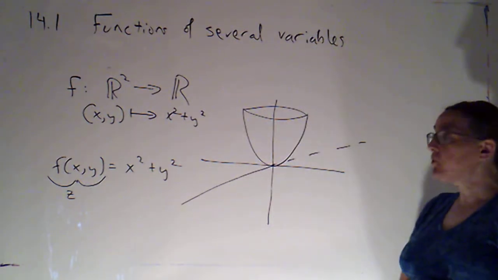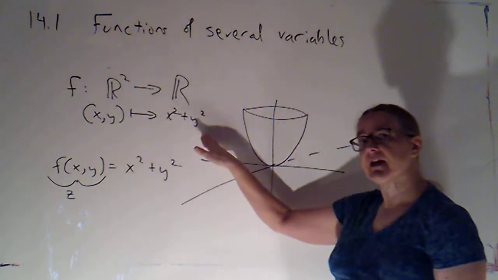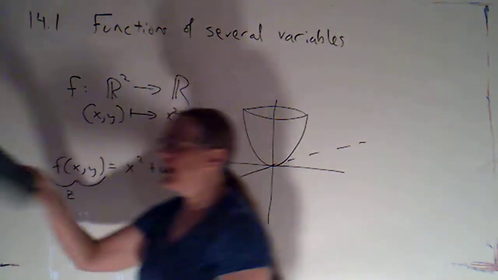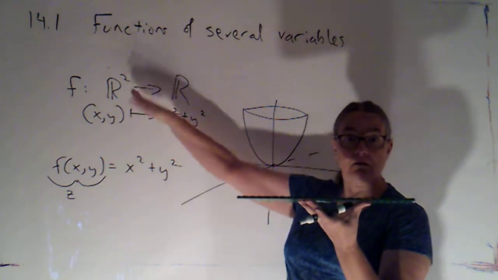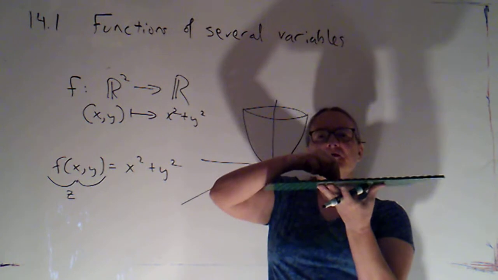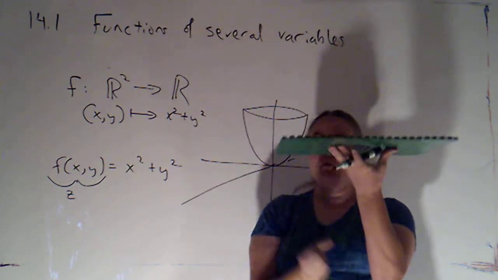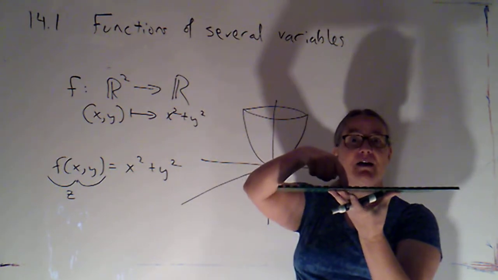Because remember, the rule for a function is that each input has to have a unique output associated with it. So for every point on the xy plane, if that's my domain, or for every point that's in the domain, if it's some subset of that, there's going to be a unique z value. So 1 point above or 1 point below, or if the z value is 0, 1 point on the xy plane there.